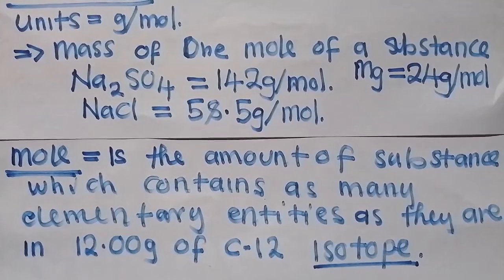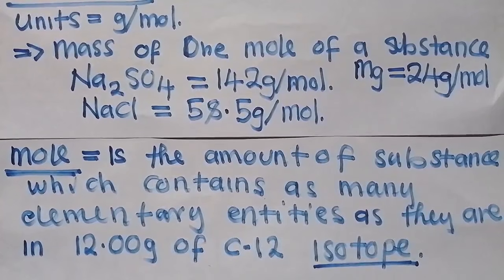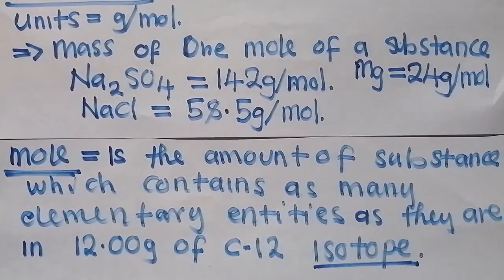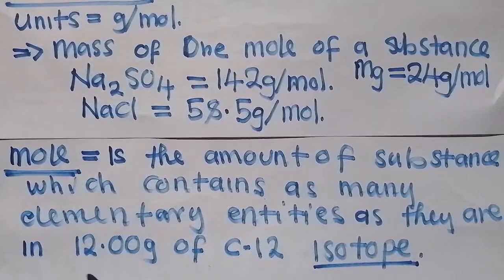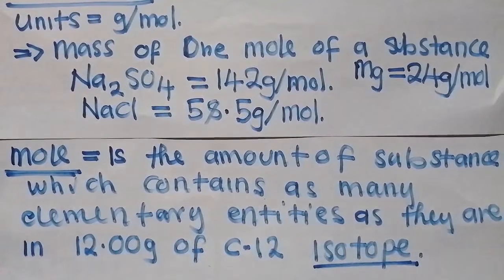So now we understand what a mole is. We know that this is the definition of a mole, and this is how you need to know and understand it. It's just the amount of substance which contains as many elementary entities as they are in 12.00 grams of carbon 12 isotope.